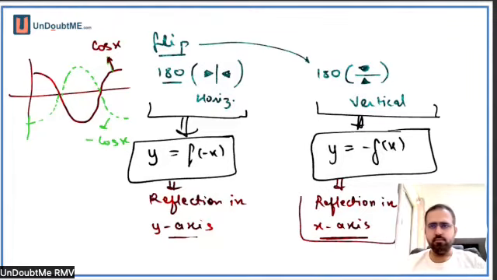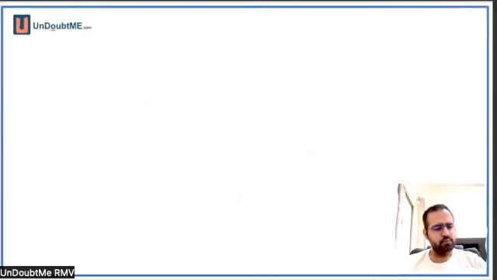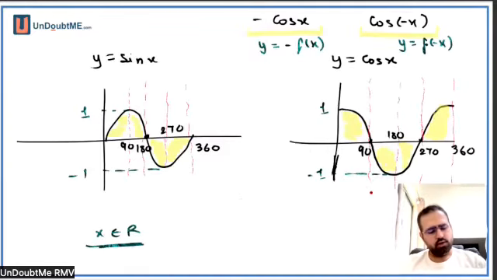Is it done, everyone? Okay, let's move on. Is there any other question on the graph of sine and cos? Everything is clear?